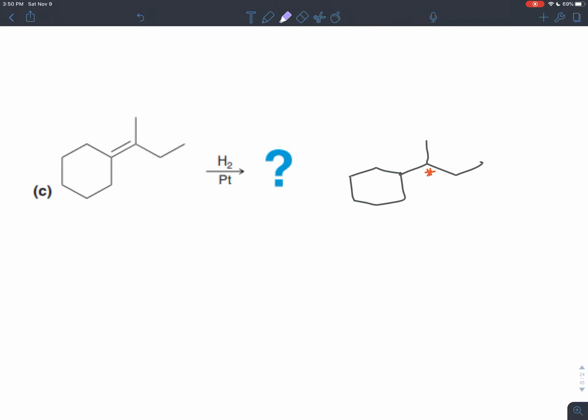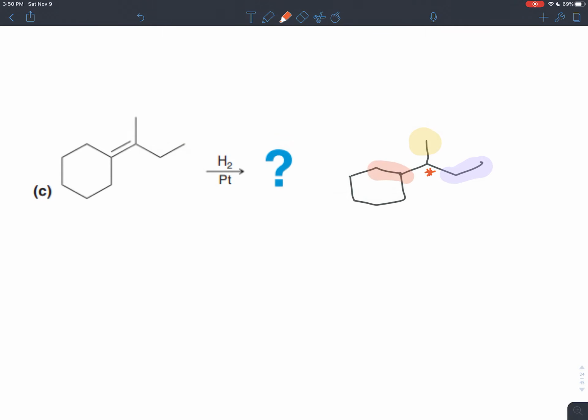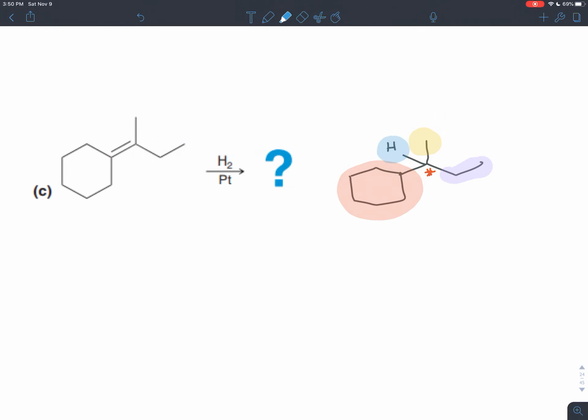For the other carbon, the other possible chiral center, we have an ethyl group, we have a methyl group, we have a ring, and the 4th thing is the implied hydrogen. That is there. And so that carbon is bonded to 4 different things, and so it's chiral.